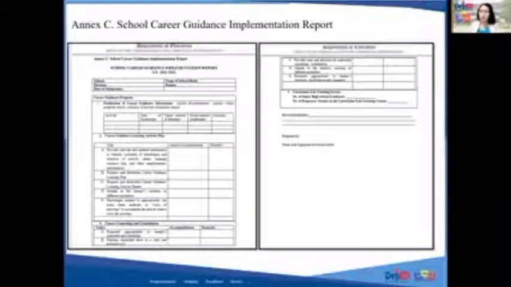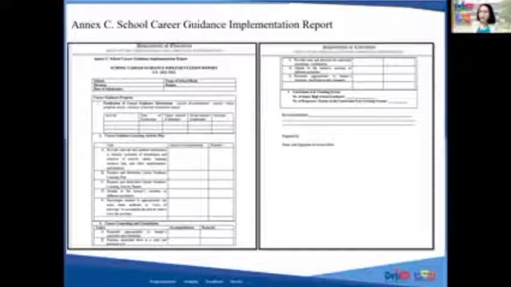Usually, ginagawa natin siya per grade level. Or, kung medyo marami tayong panahon, maaaring gawin din natin siya per section. And then, actual number of attendees. So, we understand bakit natin tinitingnan yung target number tapos yung actual number.